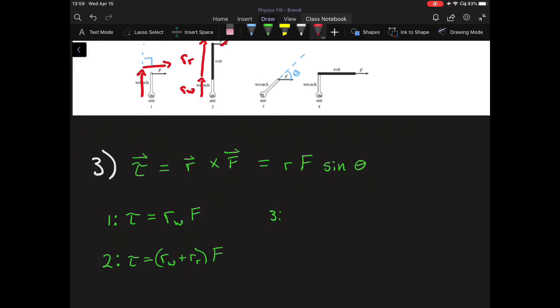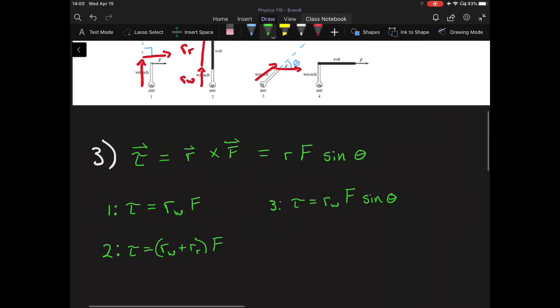And then we go to wrench 3. In this case, we've got our wrench, and then we have force coming off that way. The angle between them this time, we do have some angle, so torque is going to be our wrench times the force times the sine of whatever that angle is going to be. So we know that's going to be less than just RF.